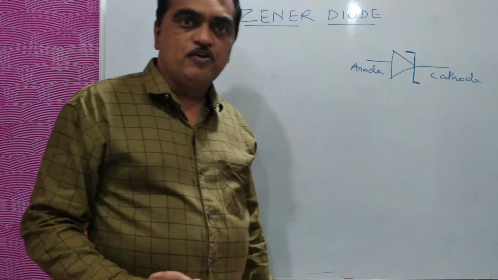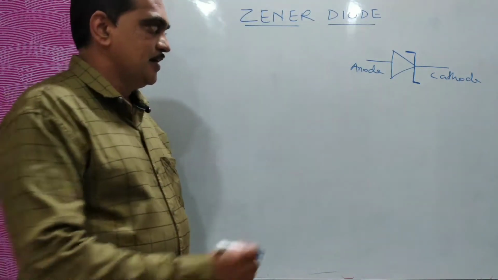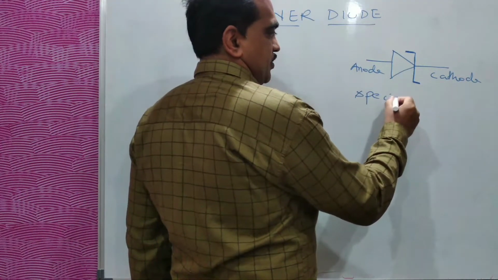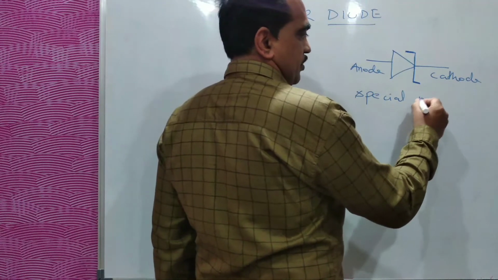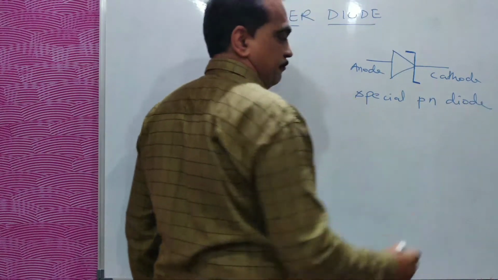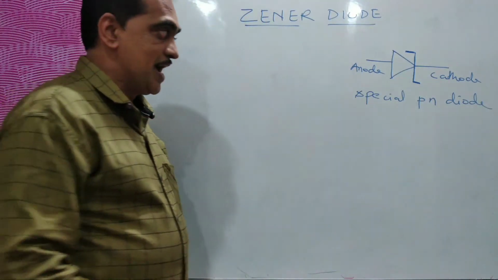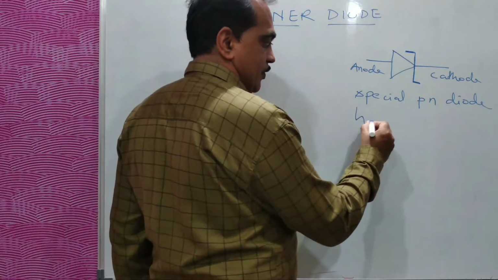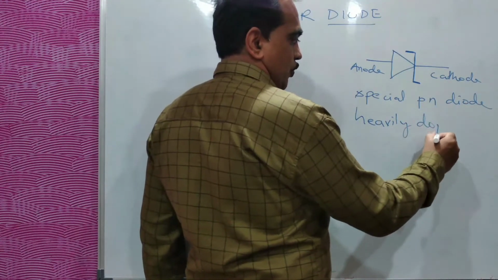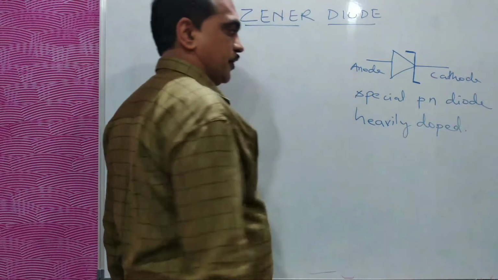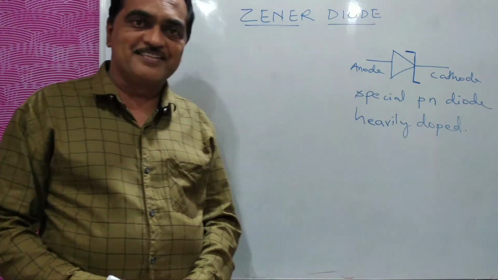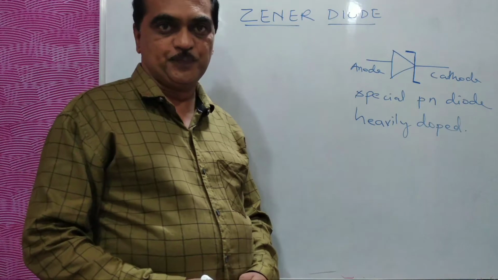The speciality of this diode is that it is a special type of PN junction diode, and it is heavily doped. Now, because it is heavily doped, there are many characteristics in it which are very useful.